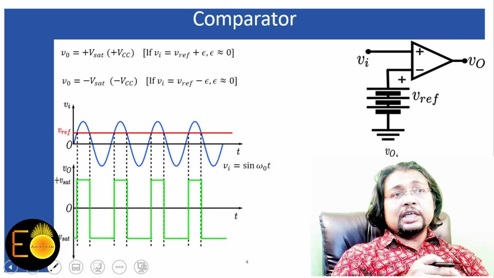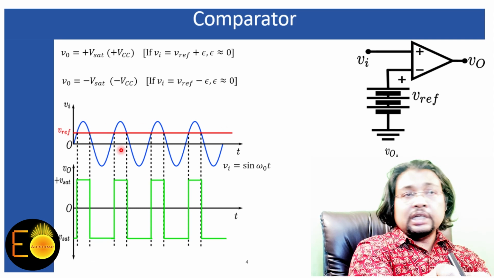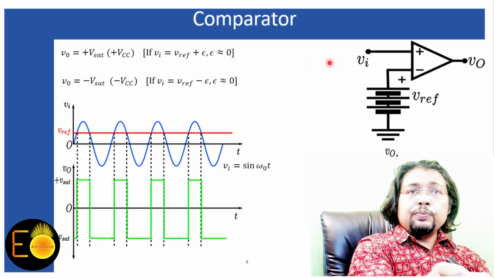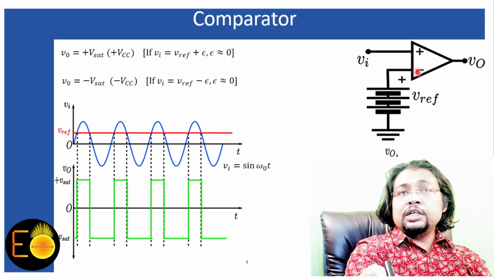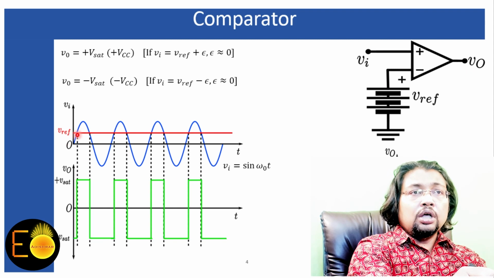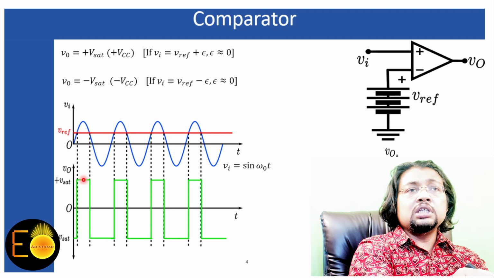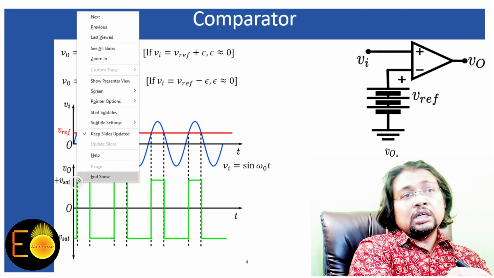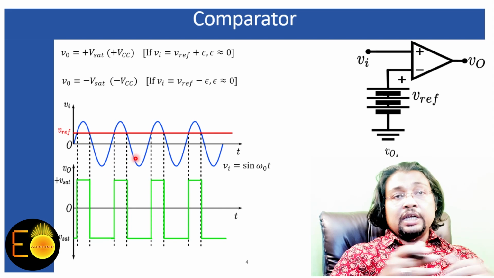Following this principle, if you apply a sinusoidal signal as I have applied over here, where for the reference voltage I have applied some positive voltage, as you can see, whenever the input voltage is less than the reference voltage, which is connected to the negative terminal, the output is going to saturate to the minus V_sat. That's why within this range the output is at minus V_sat, and when the input voltage just crosses the reference voltage, the output instantly switches to the plus V_sat value, the plus saturation voltage, and in this fashion it continues as long as the input signal exists.